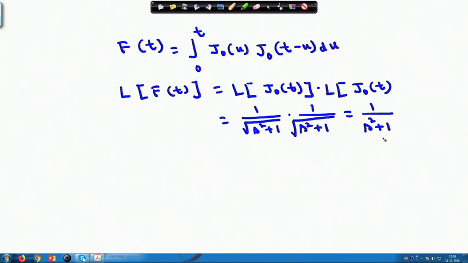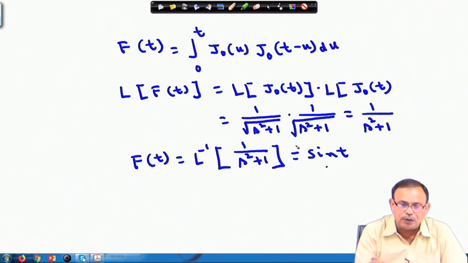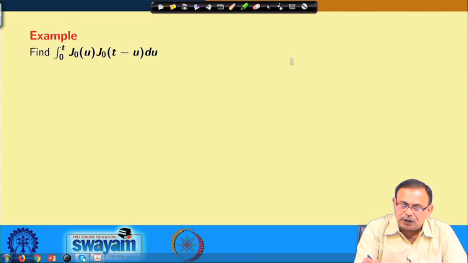So, the Laplace transform of f(t) is equal to 1 by s square plus 1, and f(t) I can write as the Laplace inverse of 1 by s square plus 1, and the Laplace inverse of 1 by s square plus 1 is equal to sin t, which is actually the value of this f(t). Therefore, the value of this integral from 0 to t of J0(u) J0(t minus u) du is nothing but sin t. Using these convolution properties, very easily we are determining the value of this integral. So, let us just see it once.